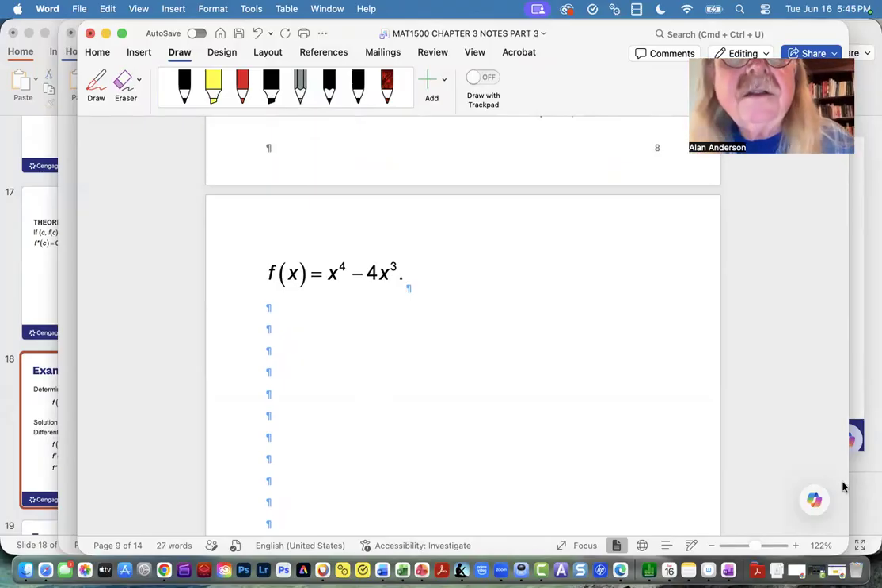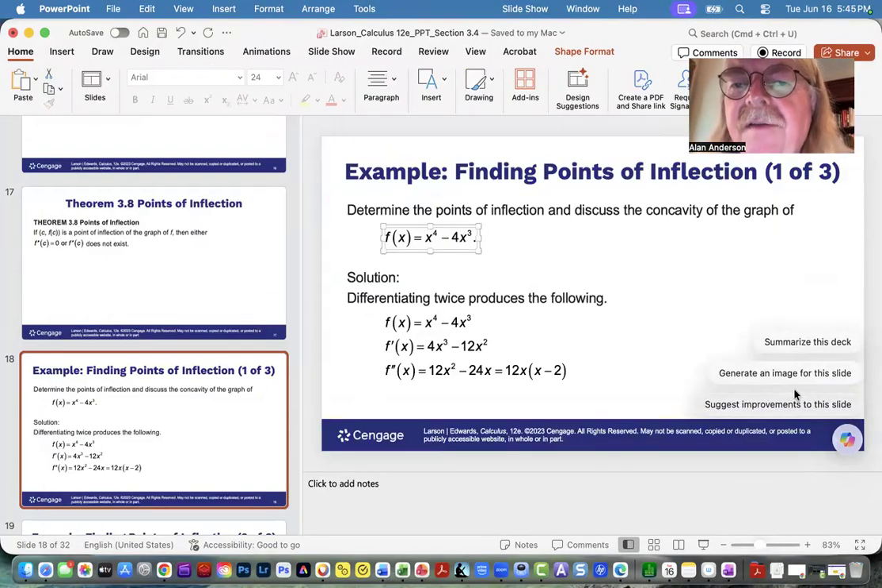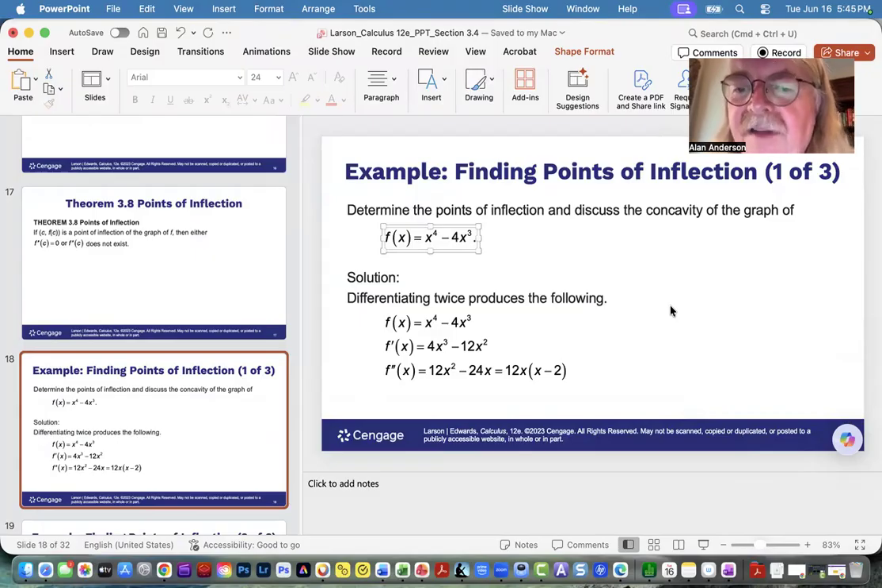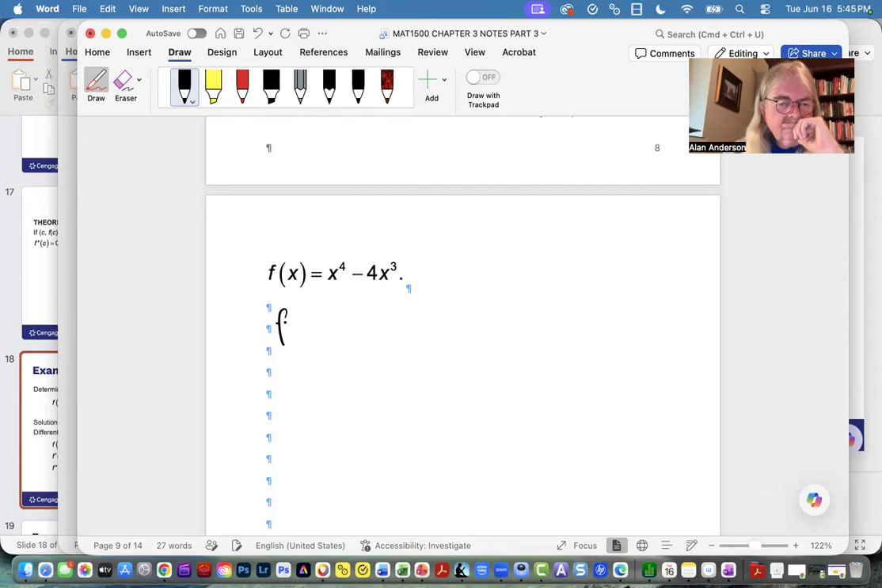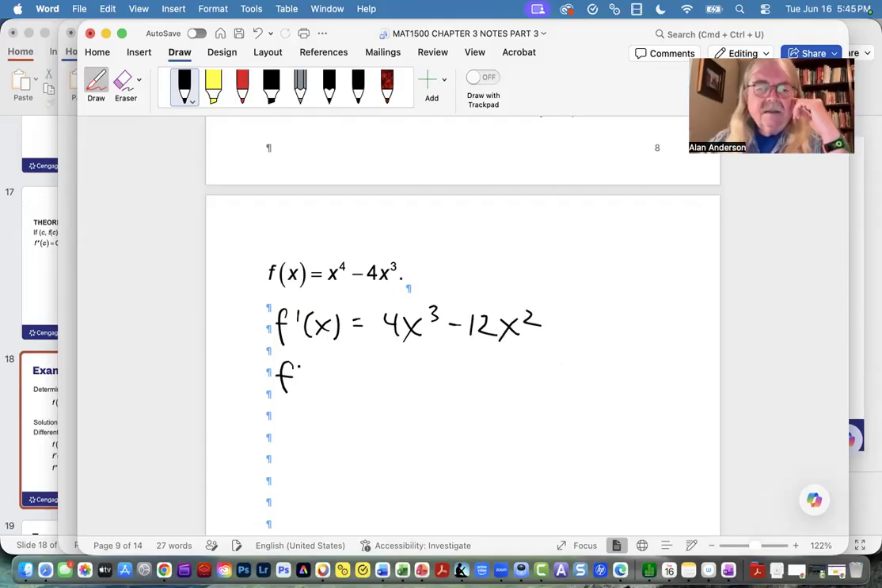So they want us to first find the points of inflection, or inflection points, and then identify the concavity in the intervals that we define that way. So we start by taking the first derivative, using the power rule, and then the second, set it equal to zero.